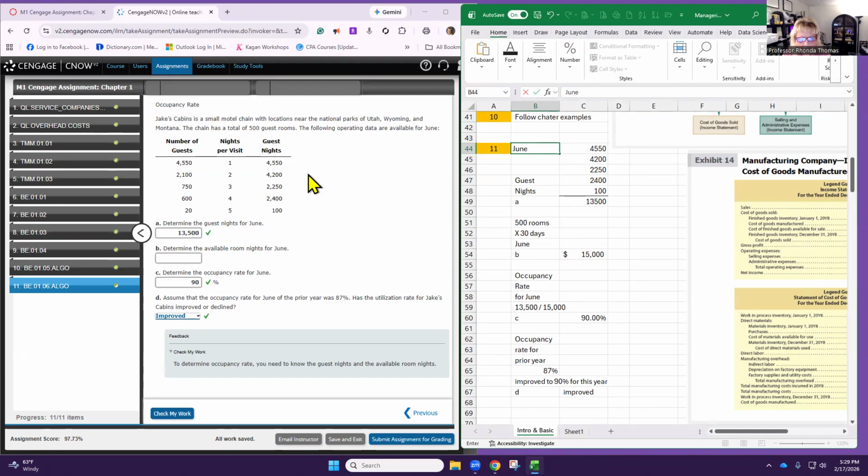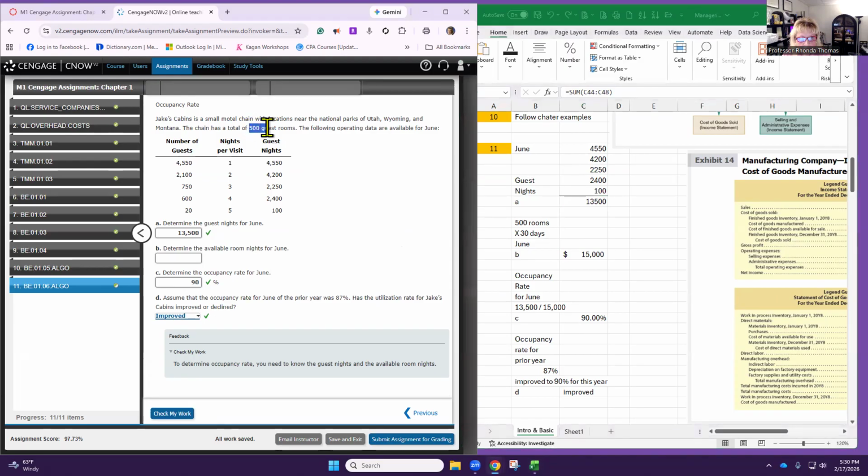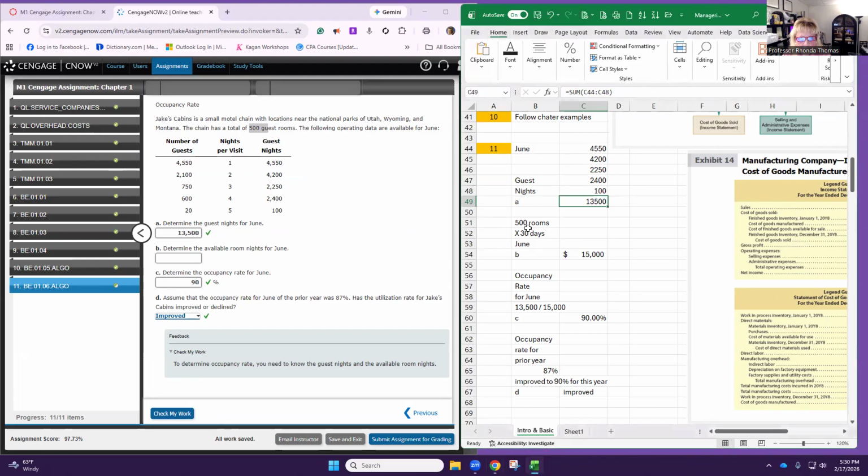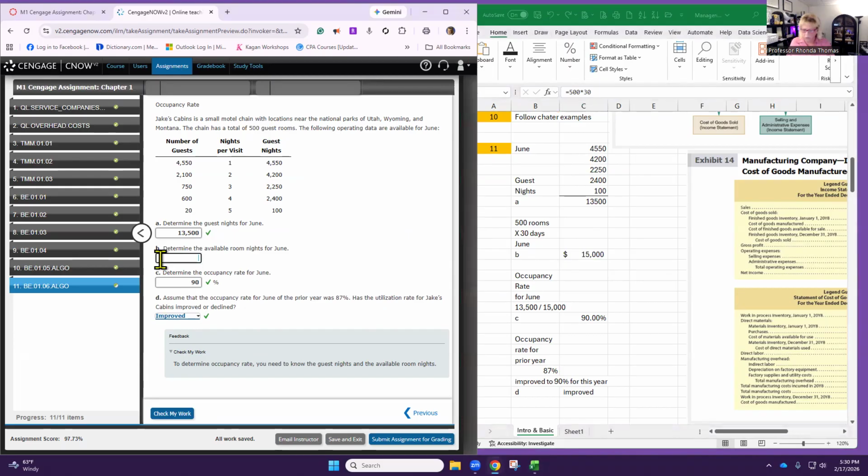So here's the guest nights. So I added up all of these right here, and I got 13,500. Okay, determine the available room nights for June. Well, here's the available rooms, and there are 30 days in June. So I put that there. So 15,000 is the available room nights for that particular motel. That's called capacity too. 15,000 rooms is the capacity for June. That's how many they could have rented out.